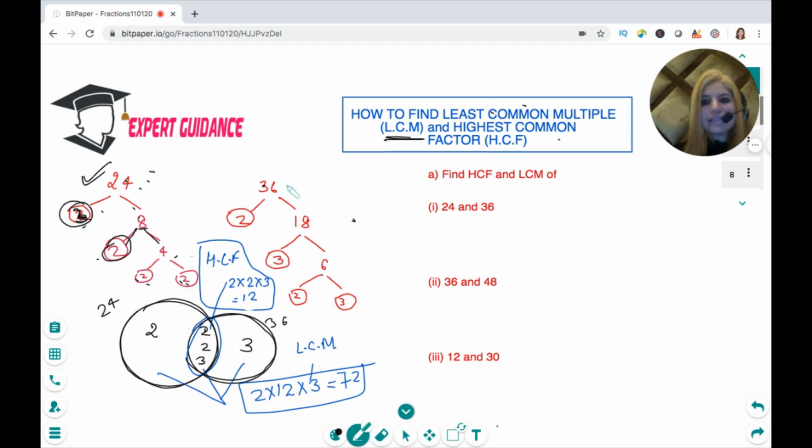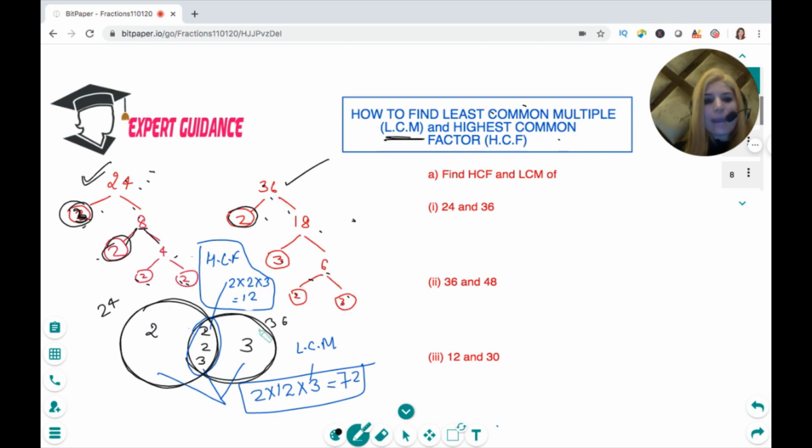Now let's come to 36. 36 can be broken down into 2 times 18. Circle 2 because it's a prime factor. 18 is broken down into 3 and 6. Circle 3. 6 will be broken down into 2 and 3. So the factors of 36 are 2, 3, 2, and 3.